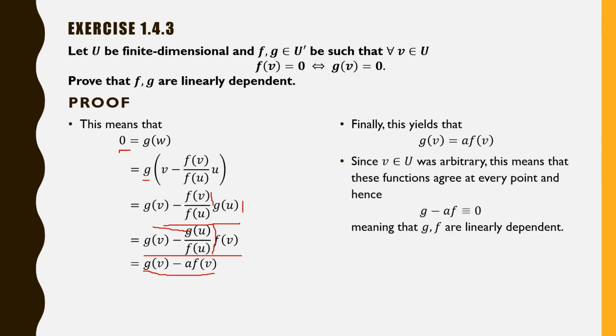But v was arbitrary. So this means that these functions agree at every single point in the vector space. And hence G minus aF is actually identically equal to 0, meaning that G minus aF is in fact the 0 function, and now we've shown a non-trivial linear combination because a is non-zero and G's coefficient is 1. This is a non-trivial linear combination that equals 0, which means that G and F must be linearly dependent, and that proves the theorem.